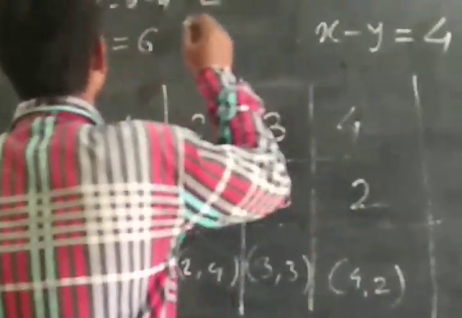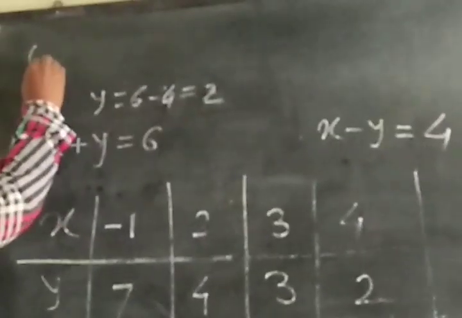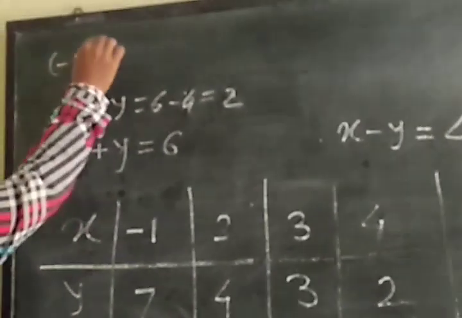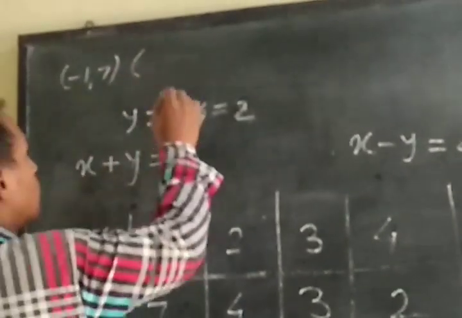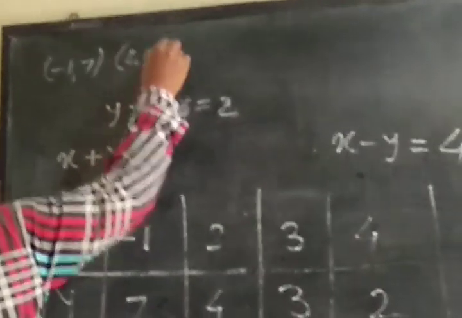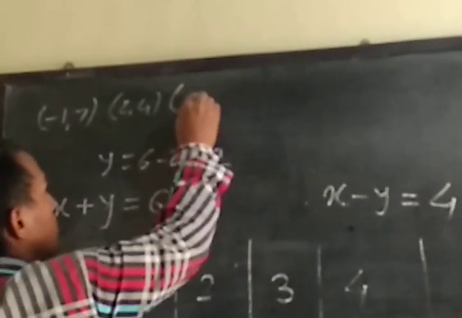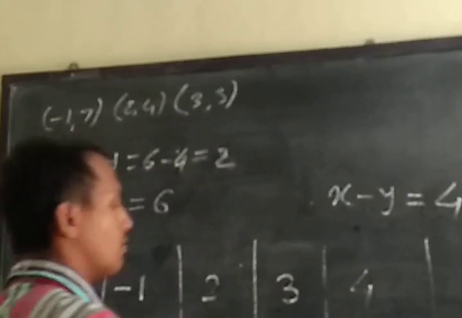Now, what are those points? I will write here: minus 1, 7; 2, 4; 3, 3; and 4, 2.